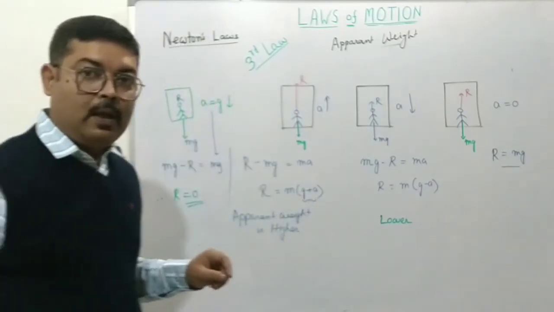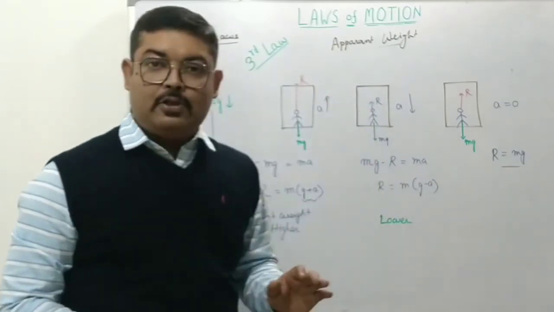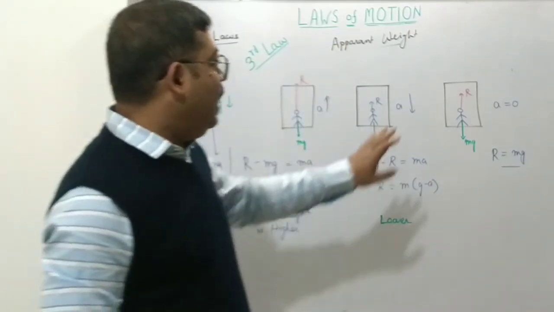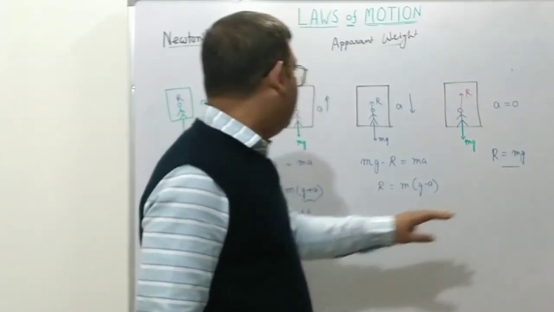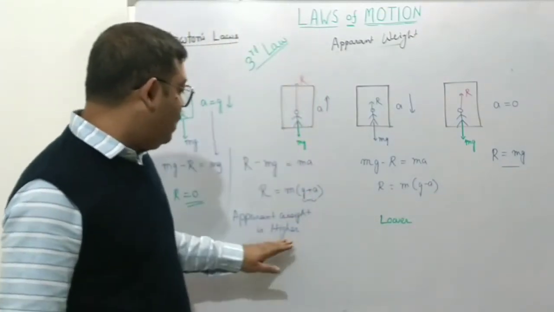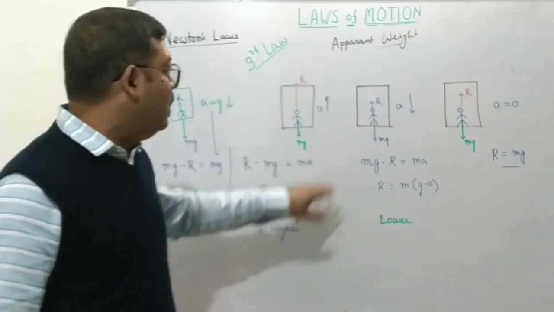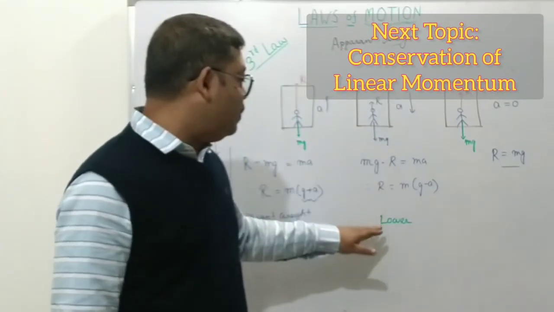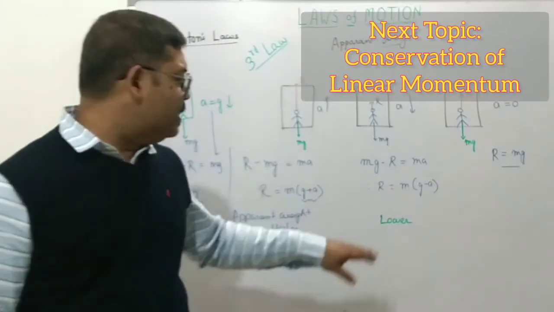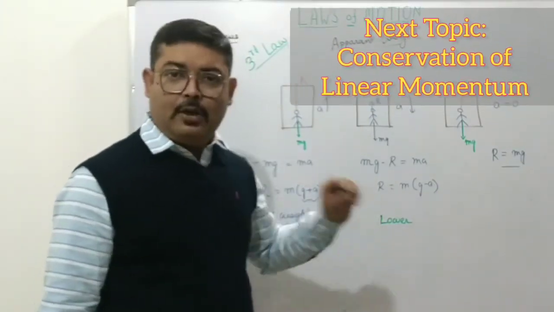Which means if an object or a person or something is falling freely under gravity, it will not feel any weight. So the weight of an object depends on its state of acceleration. If there is no acceleration, you get the true weight. If there is an upward acceleration, your apparent weight will be higher. If you have a downward acceleration, then your apparent weight as given by the weighing machine will be lower or less than your actual weight.